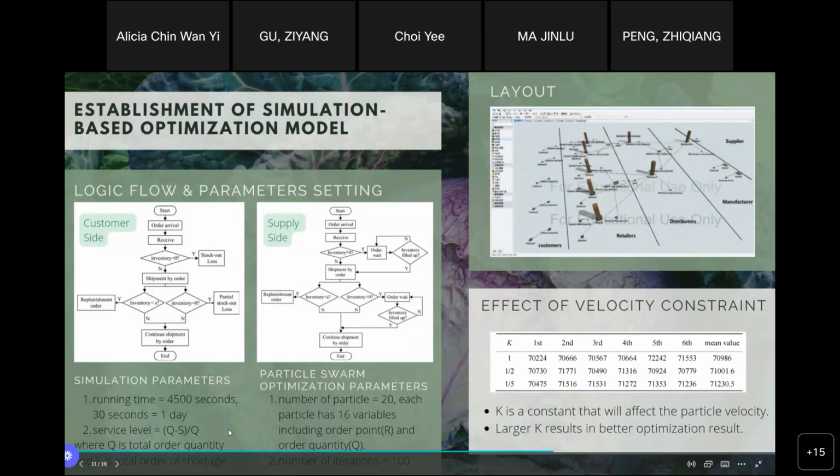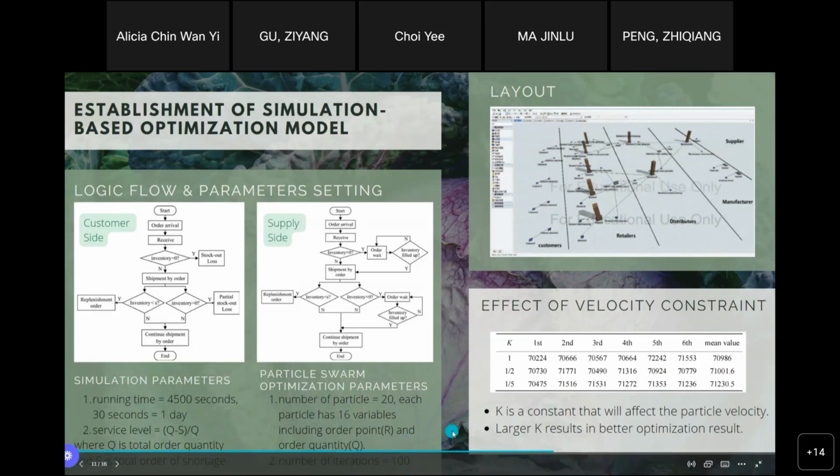Then the service level F of the inventory system is given by the difference between the total order quantity and the total order shortage, divided by the total order quantity. Besides, the number of particles in the particle swarm is set as 20, and each particle has 16 variables, including the order point and order quantity of 5 retailers, 2 distributors, and the manufacturer. And then the number of iterations is set to 100.